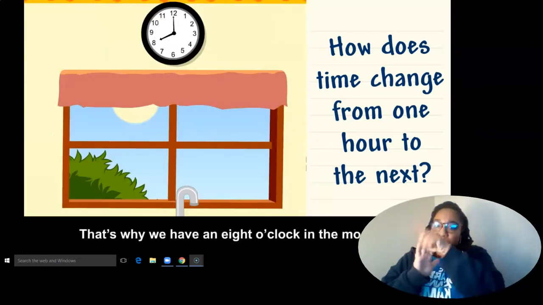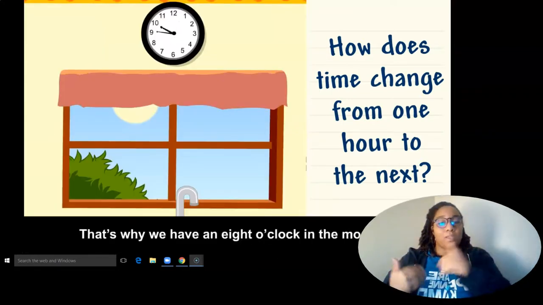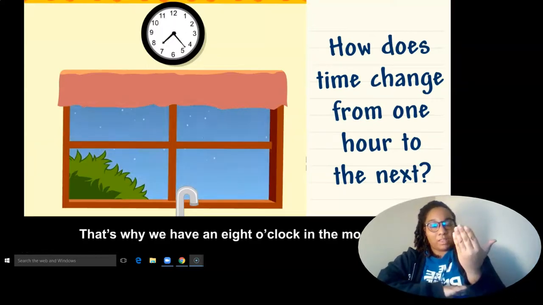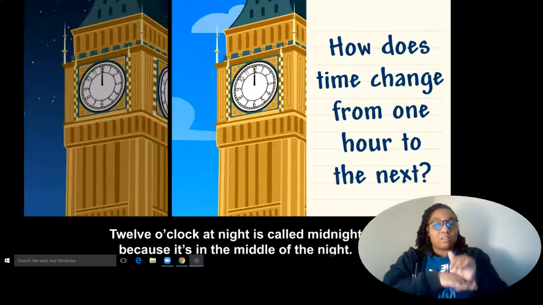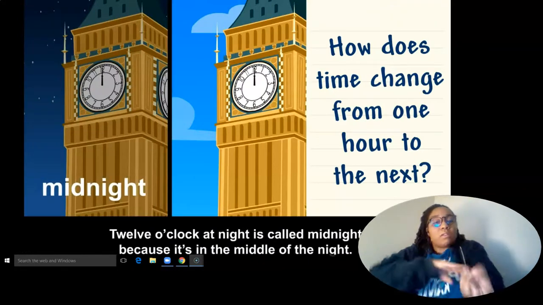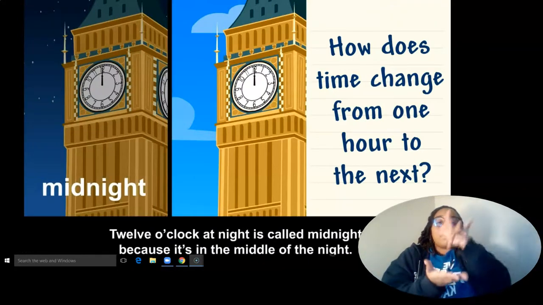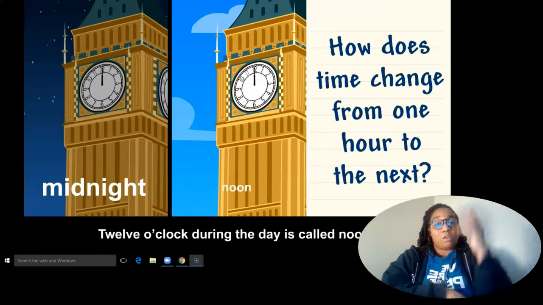That's why we have an 8 o'clock in the morning and an 8 o'clock at night. 12 o'clock at night is called midnight because it's in the middle of the night. 12 o'clock during the day is called noon.